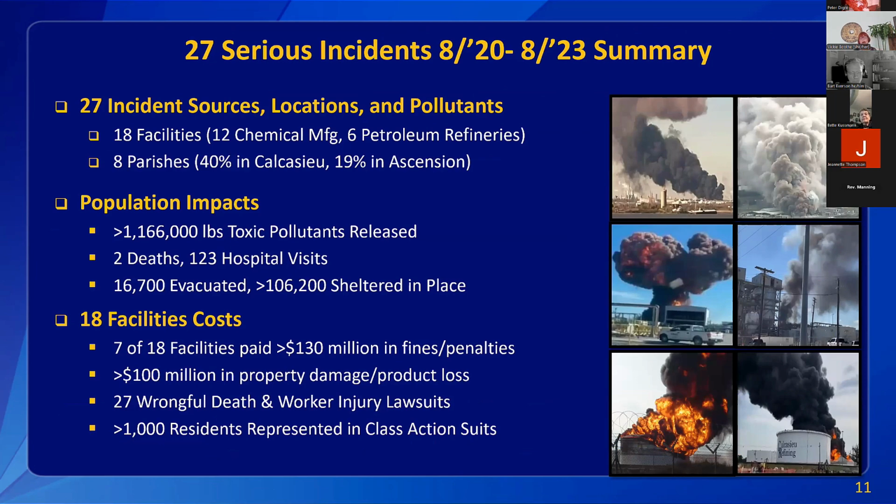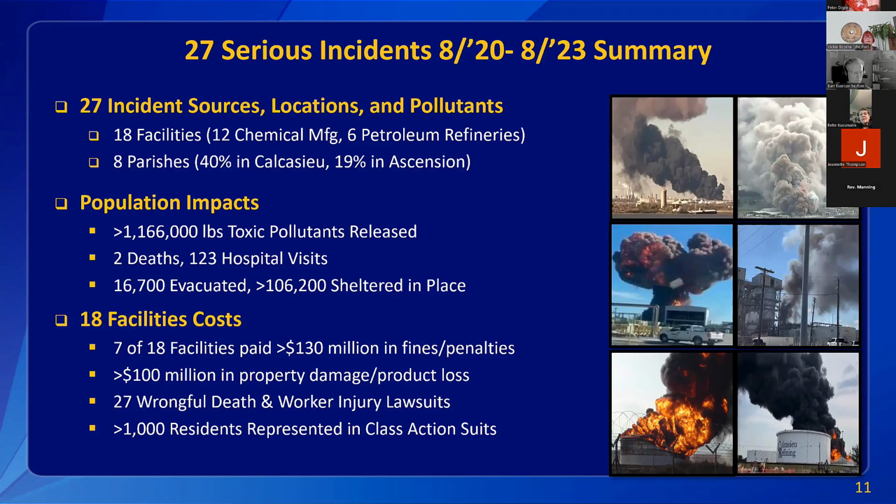And so that's one comparison of costs, but it's probably more important to talk about what is the cost of not requiring these facilities to install fence line monitoring, real-time fence line monitoring. You may recall the evaluation that we did for 3 years of data, which identified 27 serious accidental release incidents at 18 facilities across 18 parishes. And those releases resulted in local residents being exposed to more than 1.1 million pounds of toxic pollutants.